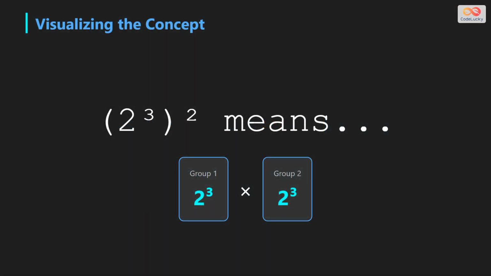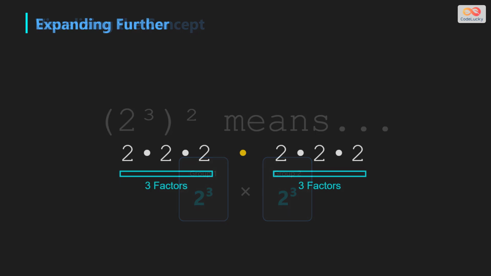Let's visualize this to make sense of it. Take 2 cubed, all raised to the second power. This exponent of 2 on the outside tells us we have two groups of 2 cubed multiplied together. If we expand those groups, each 2 cubed consists of 3 factors of 2. So we have one group of 3 2's multiplied by another group of 3 2's.